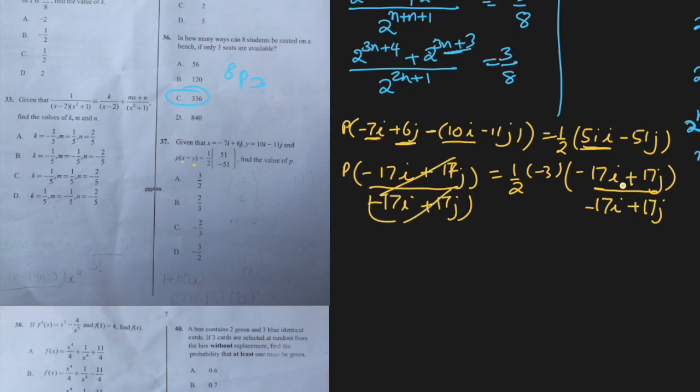So they cancel out. The vector part is gone. So only p is left here and minus 3 over 2 left here. That is the value of p. This is the value of p.